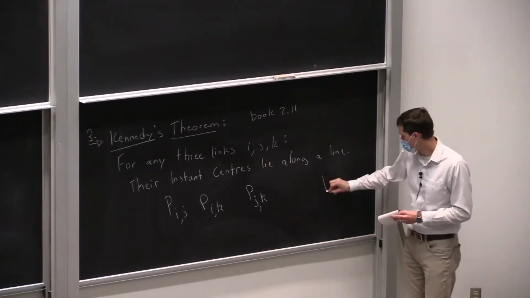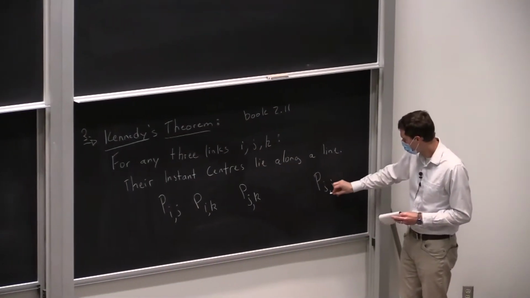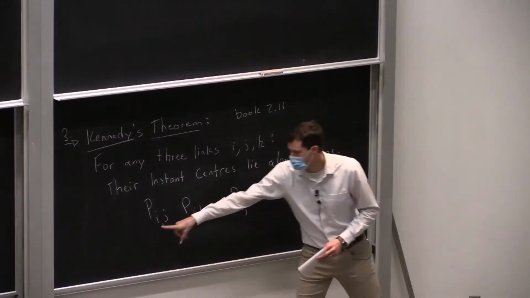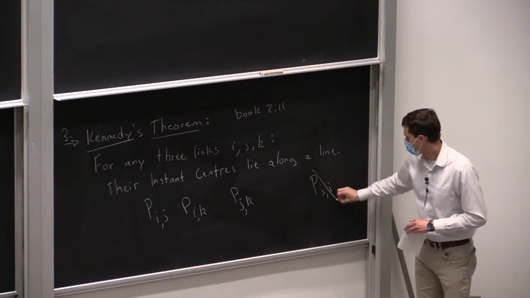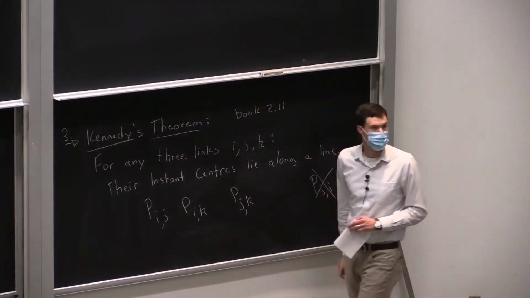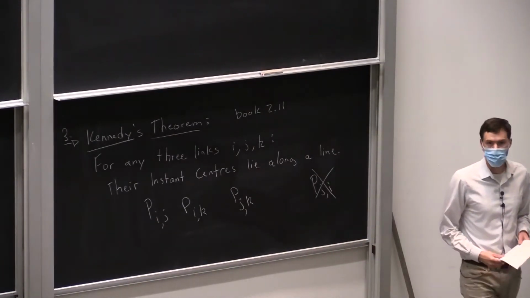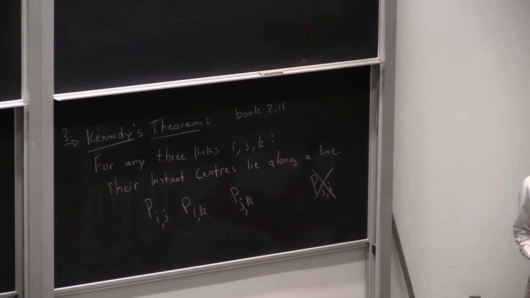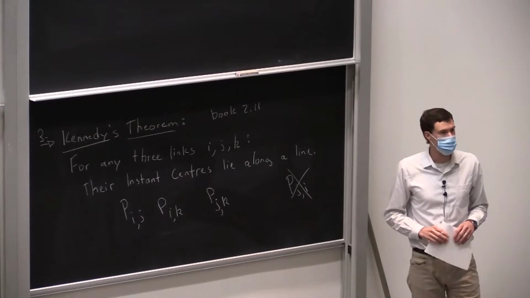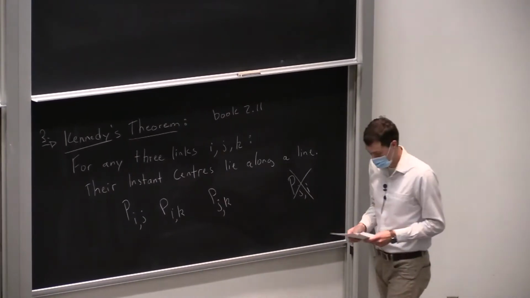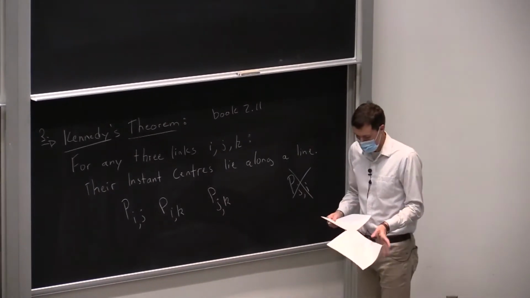You may say, what about P_ji? Remember, that's the same as P_ij. The order of the subscripts doesn't matter. So that one's already accounted for. So those are the three instance centers associated with those three links. Okay, so you can choose any three links. And this is going to be a really powerful practical tool for finding those instance centers, which we're going to use for velocity analysis.